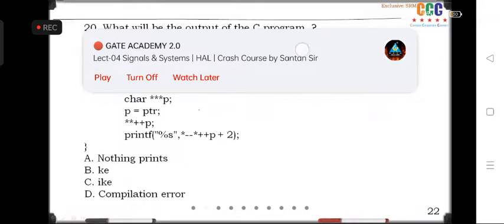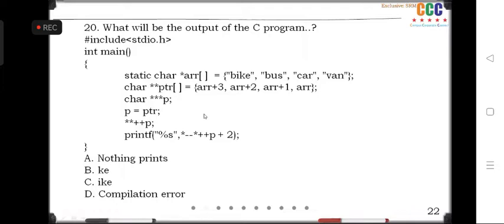Come on. Evaluate it. You can get it easily. Not a big deal.